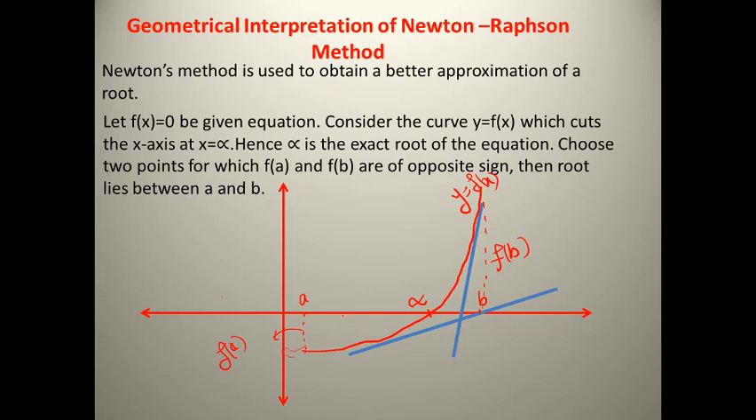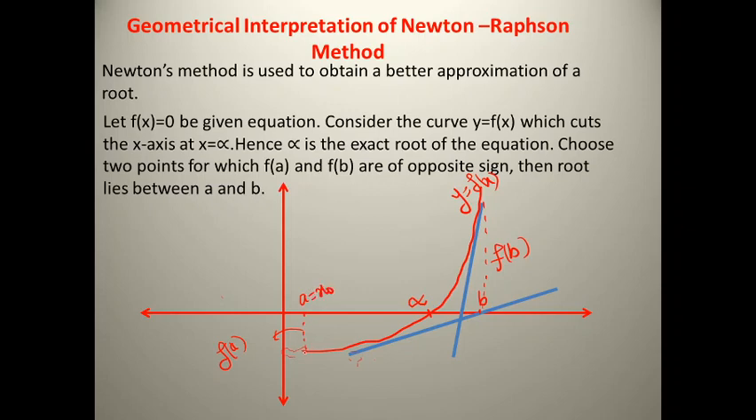They are of opposite sign. Now what we do, we will compare these two points numerically, that is f of A and f of B. Whichever is less will be taken as the initial approximation. So A is equal to x naught. This is the initial approximation.